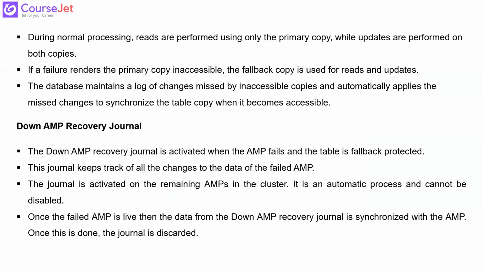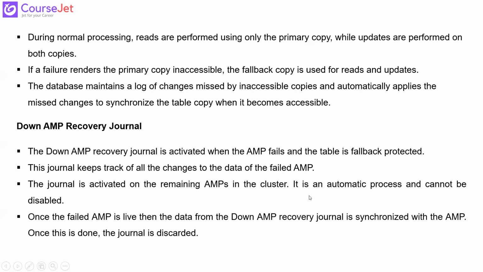So this fallback will be achieved by the down AMP recovery journal. A down AMP recovery journal is activated when an AMP fails and the table is fallback protected. The journal keeps track of all the changes to the data of the failed AMP, and the journal is activated on the remaining AMPs in the cluster.